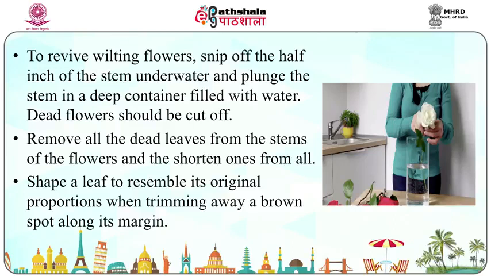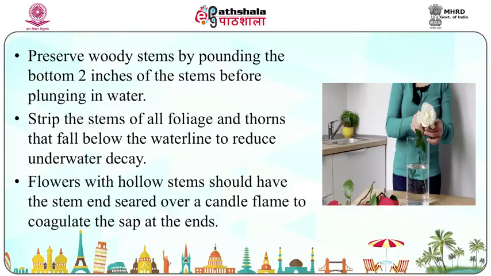Remove all the dead leaves from the stems of the flowers and shorten them all. Shape a leaf to resemble its original proportions when trimming away a brown spot along its margin. Preserve woody stems by pounding the bottom 2 inches of the stems before plunging in water. Strip the stems of all foliage and thorns that fall below the water line to reduce the underwater decay.